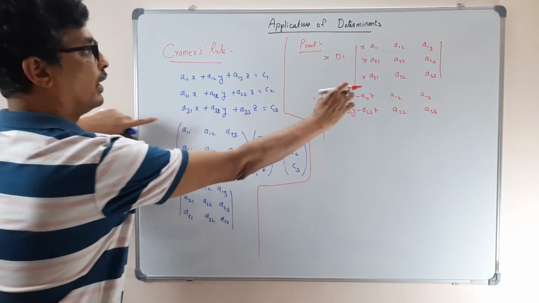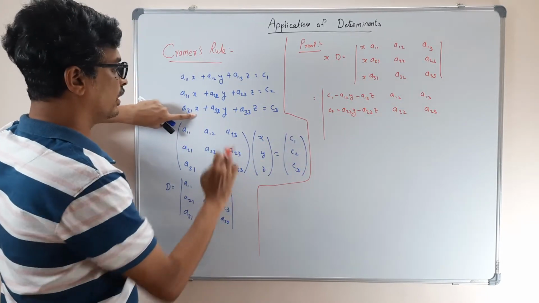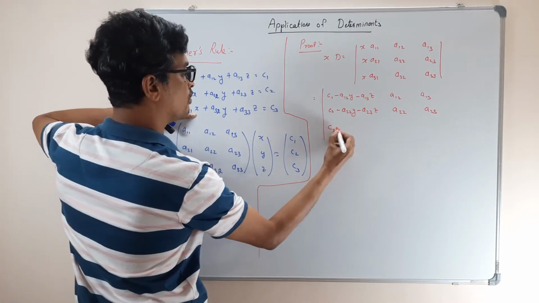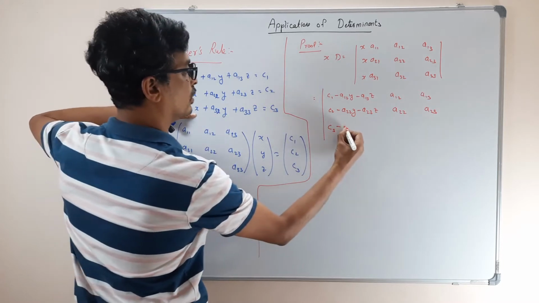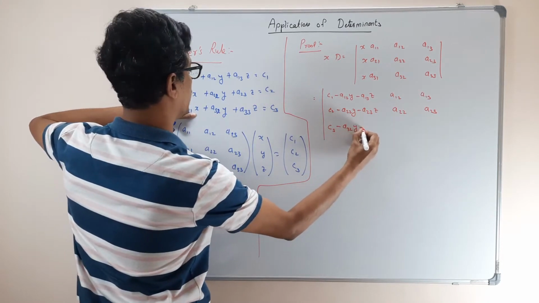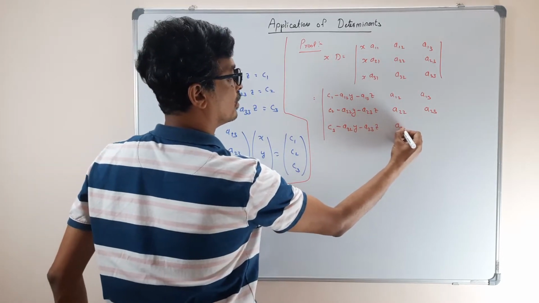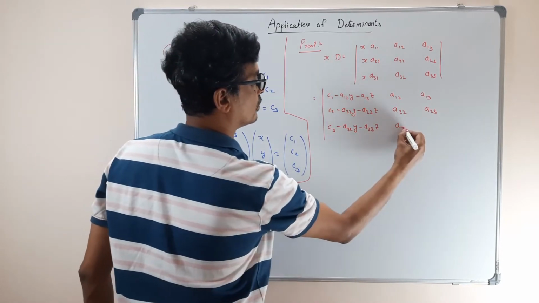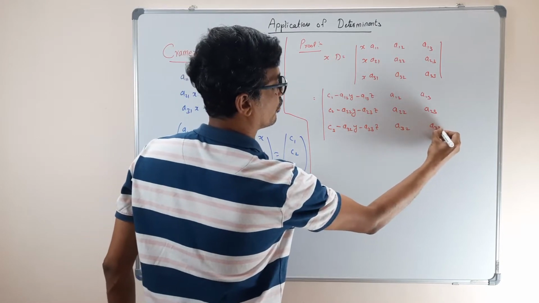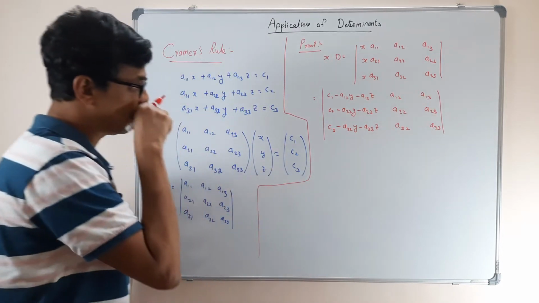So what about a31x? I can do it here, right? So this will be c3 minus, this thing will go here, a32y minus a33z. What will be here? a32, a33. Okay.